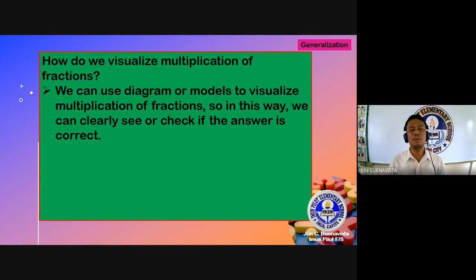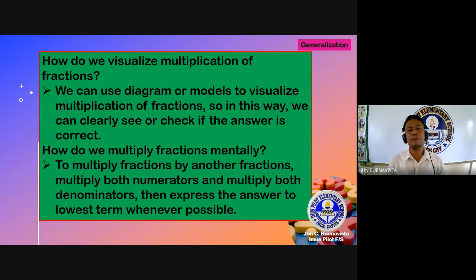And how do we multiply proper fractions mentally? All right. To multiply fractions by other fractions, multiply both numerators, multiply both denominators, then express your answer in lowest term whenever possible. If the answer is not in the lowest term form, you must change it to the lowest term form. Okay. So now, let's go to your activity.